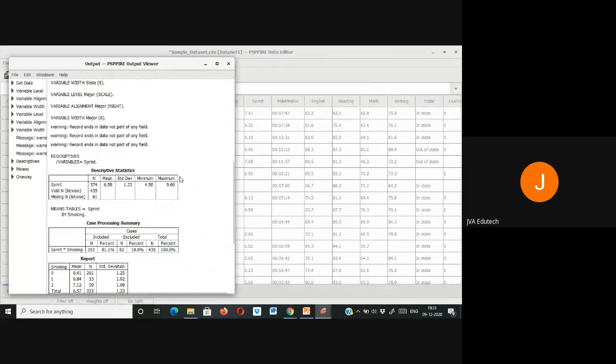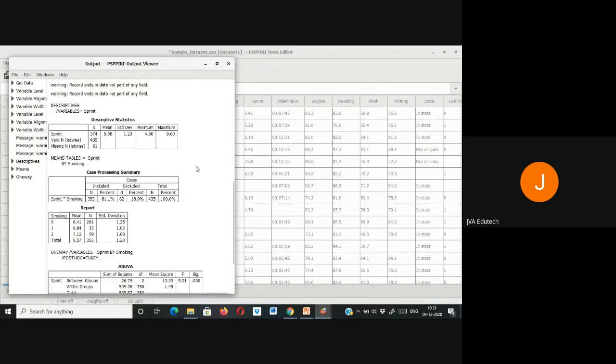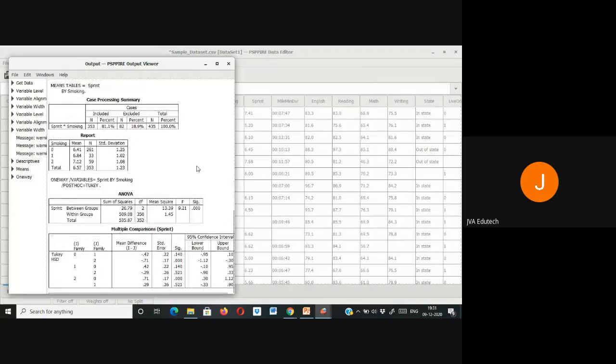Now let's look at the data set. Now what does this one-way ANOVA tell? Let's look at it.